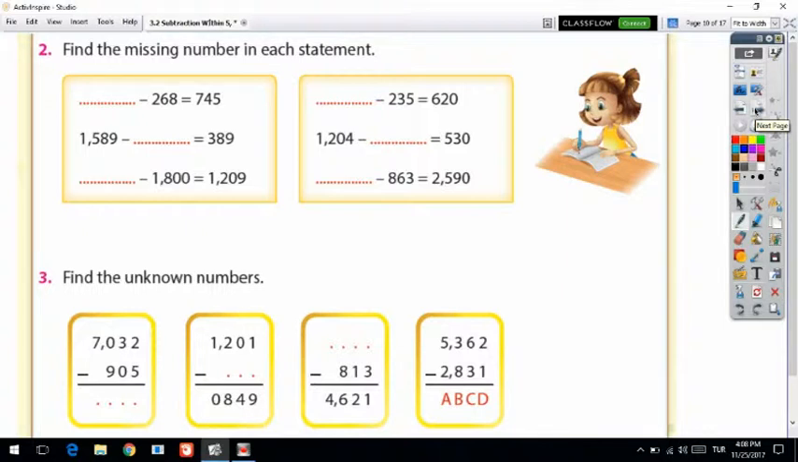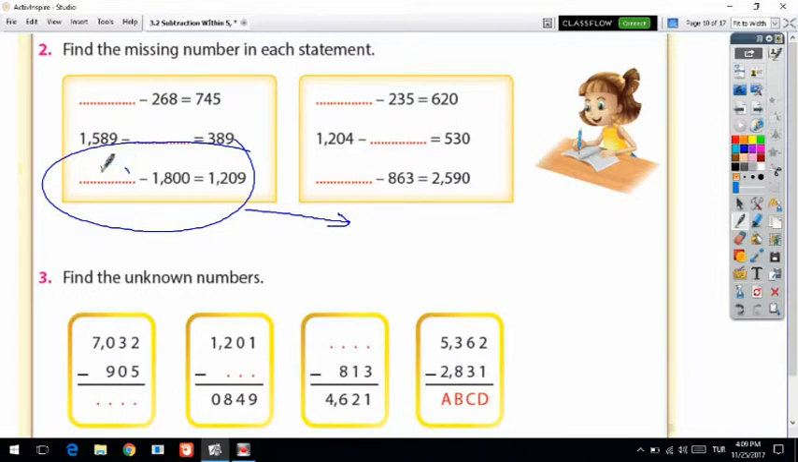So find the missing number in each statement. There is actually no difference between question 2 and question 3. Why? This kind of question is written in horizontal form, but this kind of question is written in vertical form. Let's solve some of them. For example, I want to solve this kind of question. It's written horizontally. Horizontal means it is written from left to right.